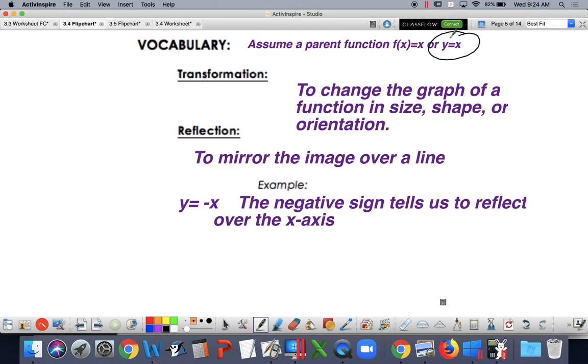If it's in the parenthesis, it moves it left, right. If it's outside the parenthesis, it moves it up, down. It does not matter what function you're looking at. These rules will apply to all of them.